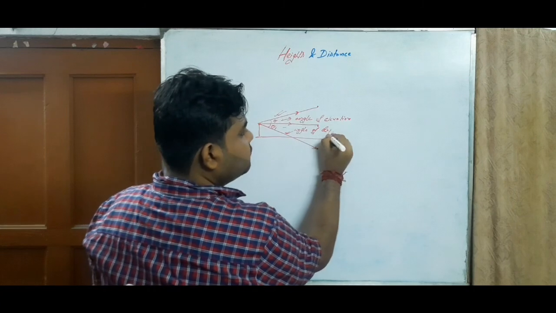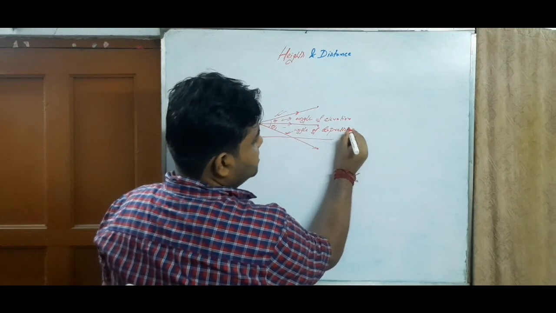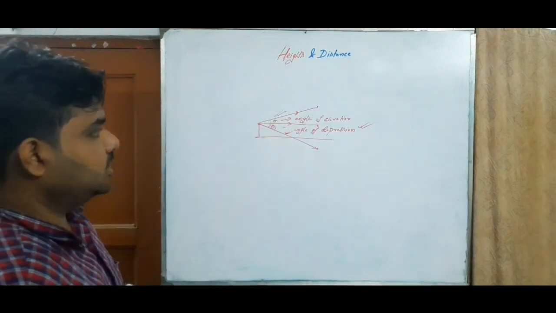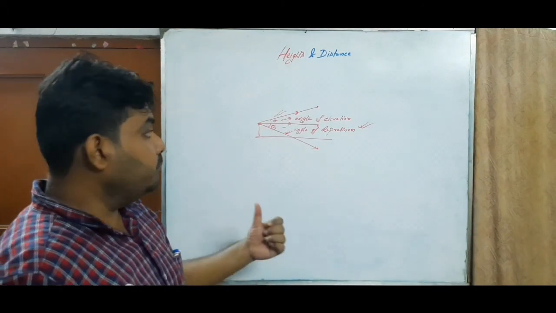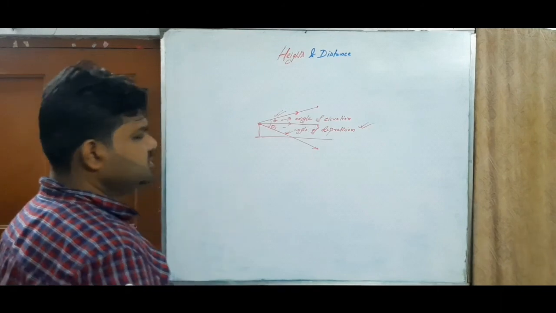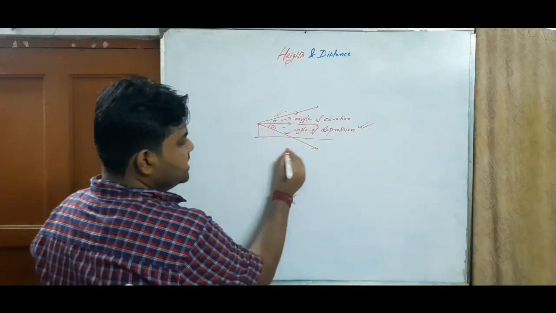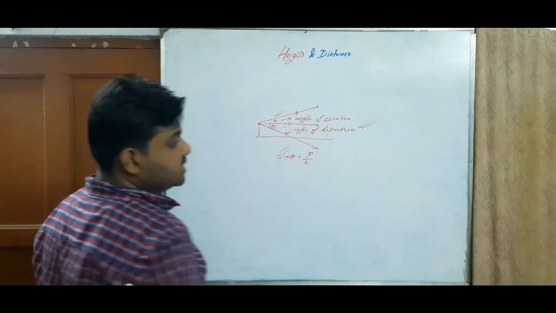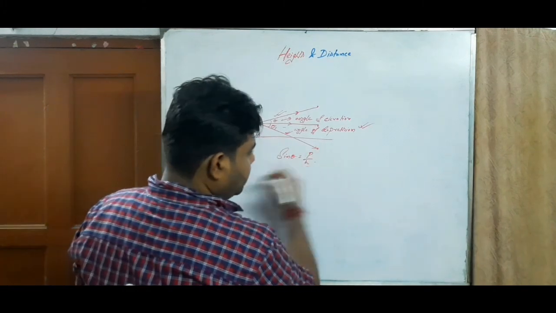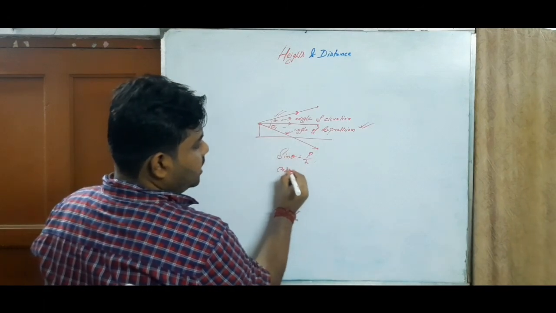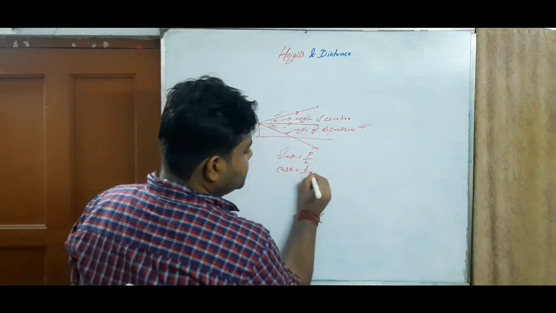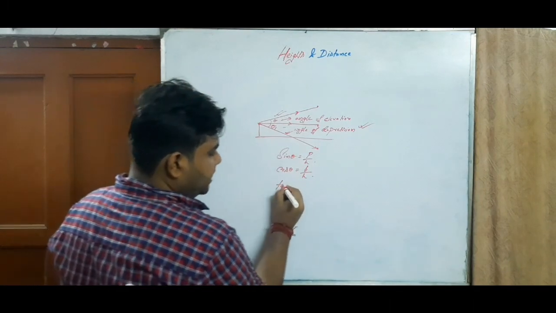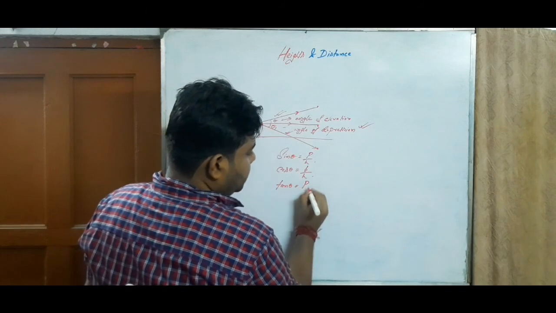Okay, so this is the first thing we have to understand. This is the basic thing. Next, we have to memorize some formulas. These are the basic formulas of trigonometry. Sin theta equals perpendicular by hypotenuse. Cos theta equals base by hypotenuse. Tan theta equals perpendicular by base.